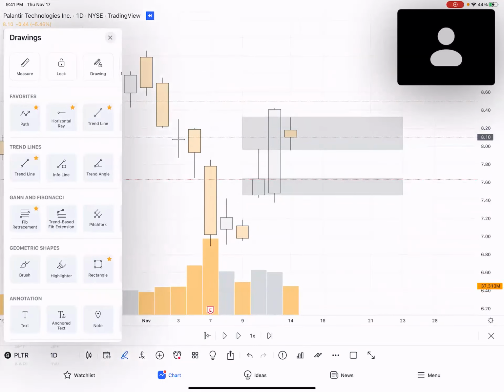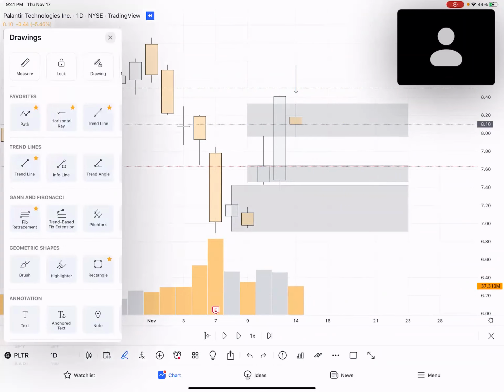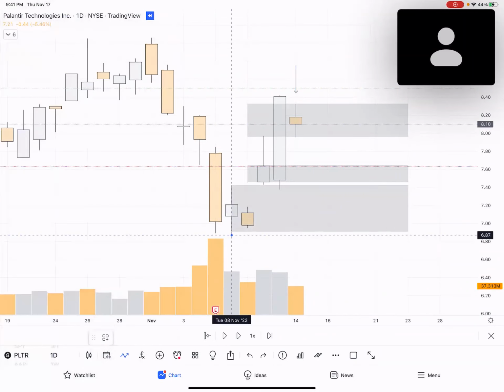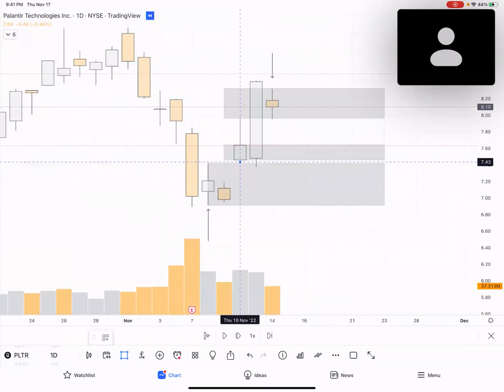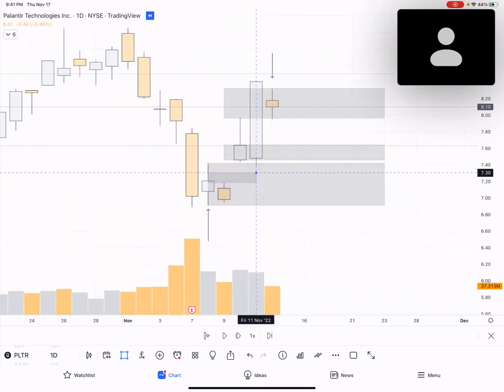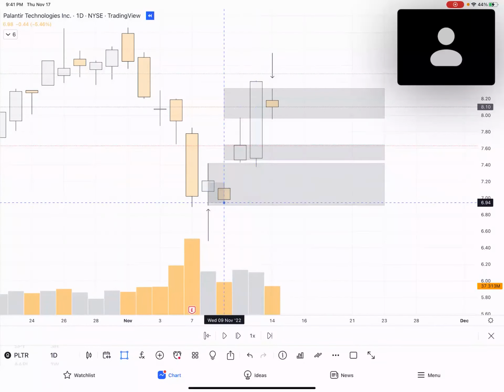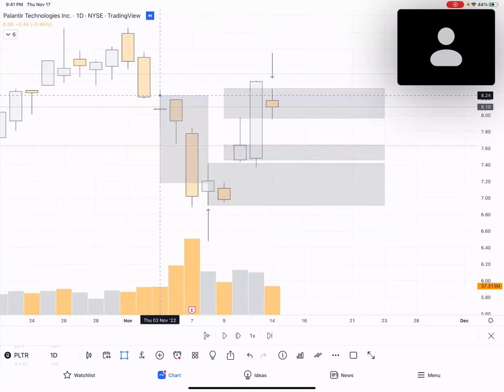Daily supply, spinning top. Daily demand, spinning top. We can refine these zones to make them a little bit cleaner. So I see that there's a gap within structure here, and there's a red candle before price gapped up and then pushed into this doji here.